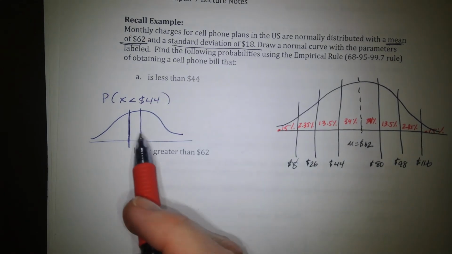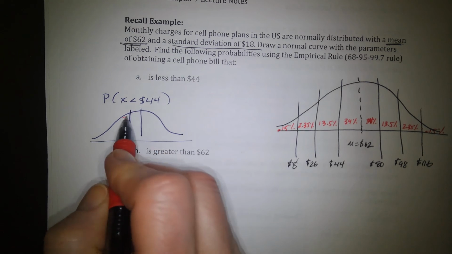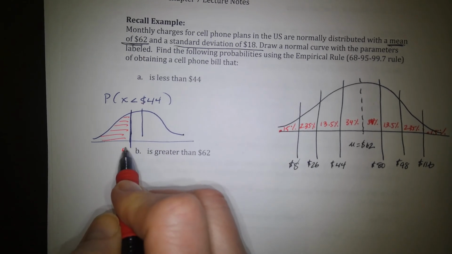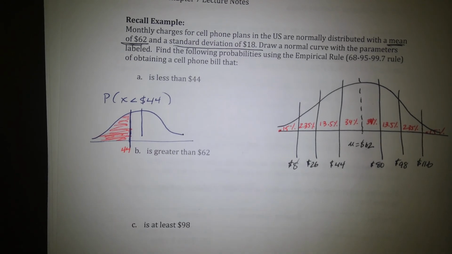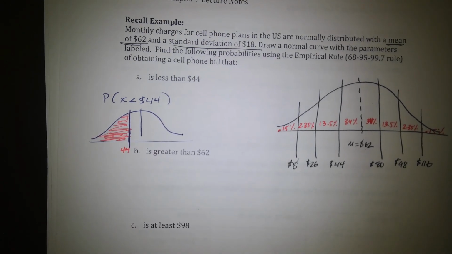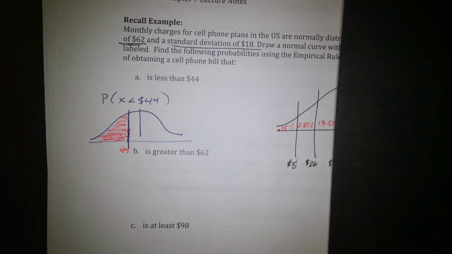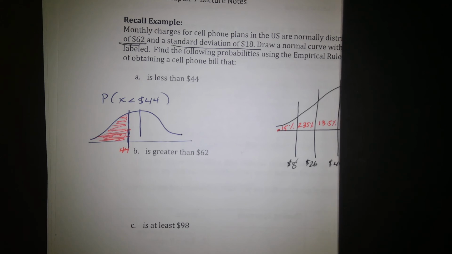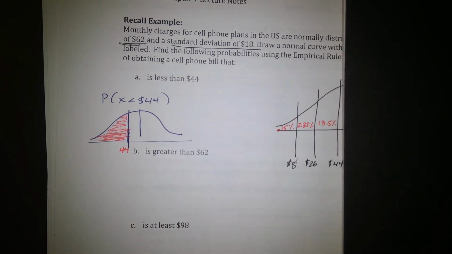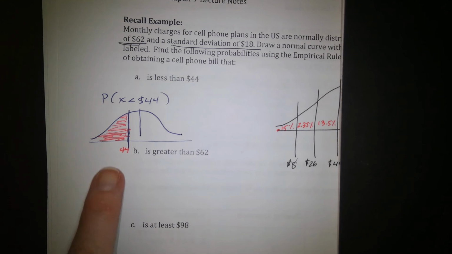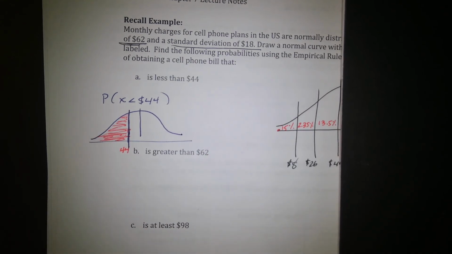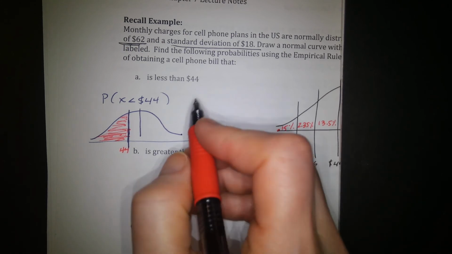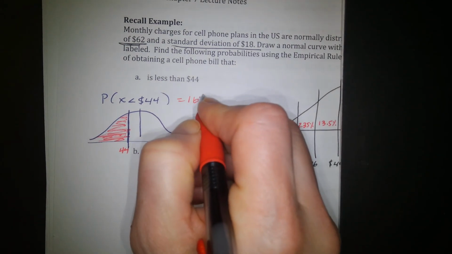So I'm looking for this part of the graph that is less than $44. So I'm trying to find this area that is less than 44, which on the big curve would be just this portion of the graph over here. So I would add up those three values, because that's the area that's shaded over here. And if you add up those three values, you're going to get 16%.